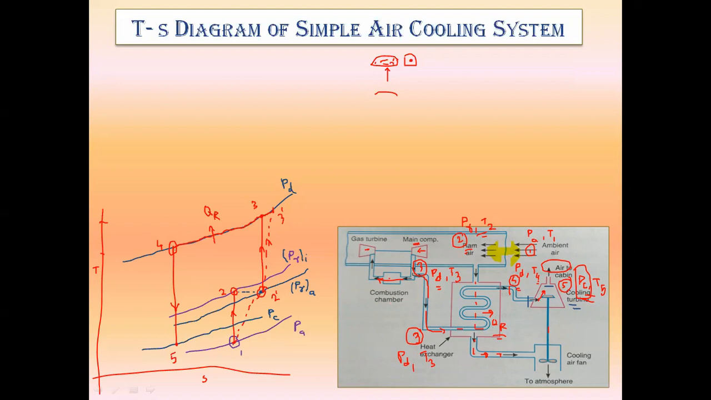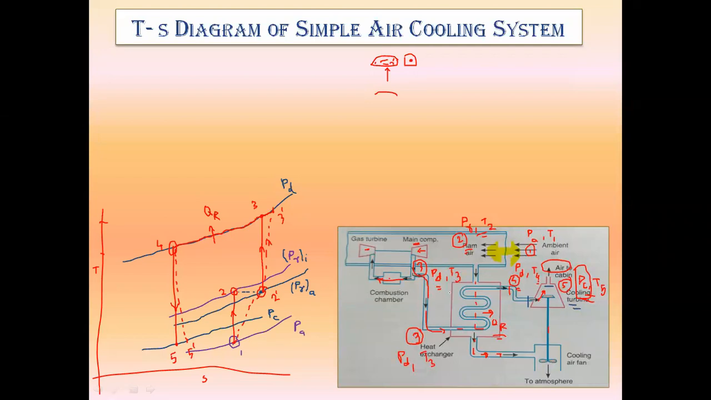But as that cooling turbine consists of a number of moving parts, that process will not be reversible. That will be an irreversible process. That means the expansion process will be a polytropic process. So actually, that line will be drawn likewise, 4 to 5 dash.